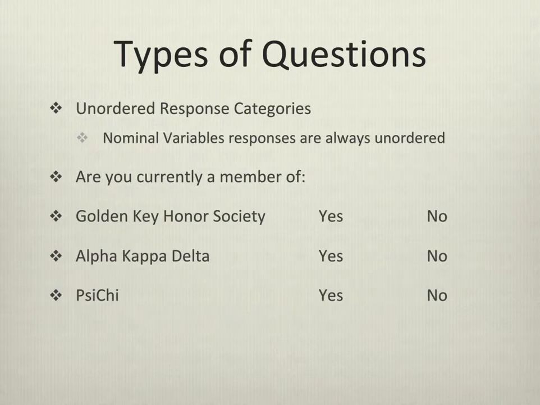You can put together a series of yes-no questions to create an index or to create a more complicated picture. For example, if you were trying to measure something like student involvement, you might have a series of yes-no questions about a variety of things in which a student might be involved. Later in the class, I'll show you how you could construct those into an index of student involvement.